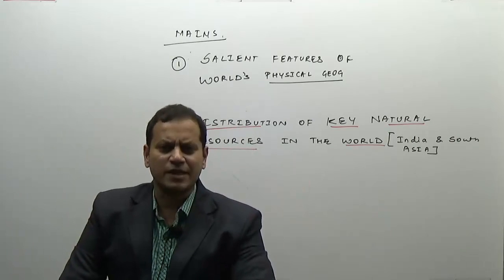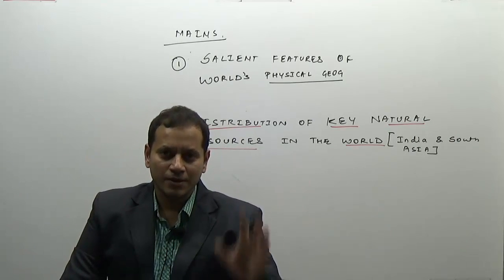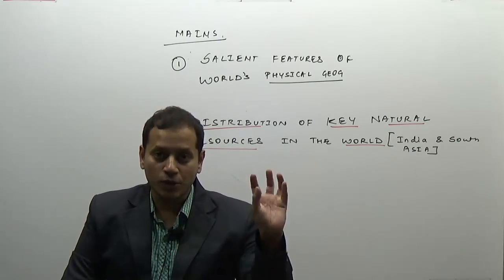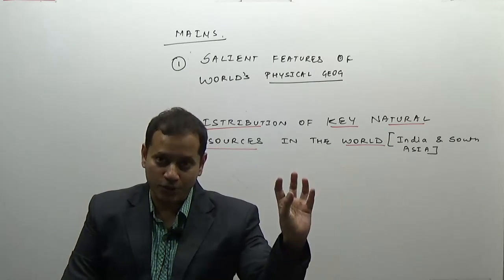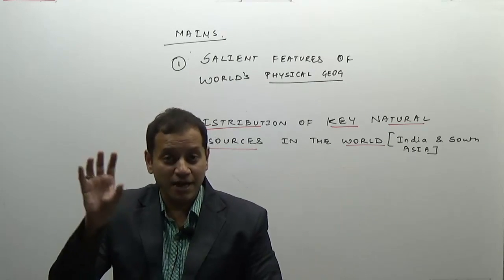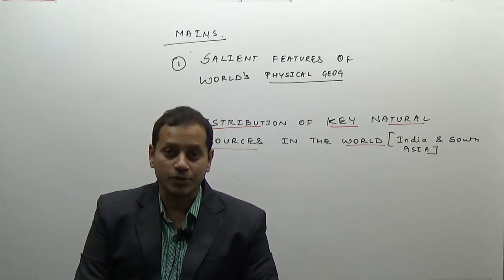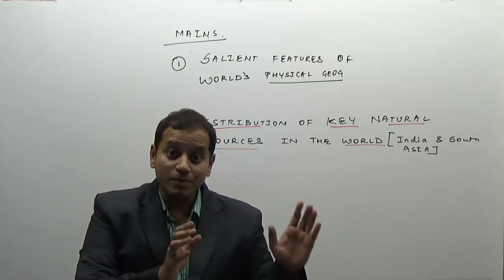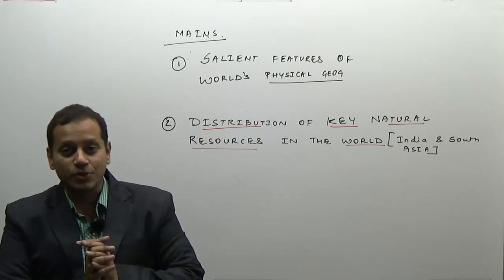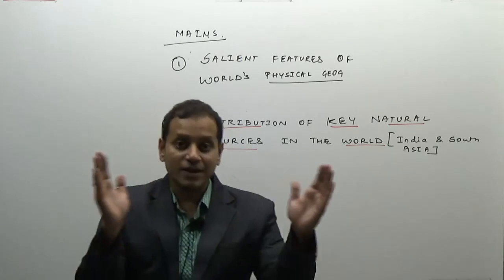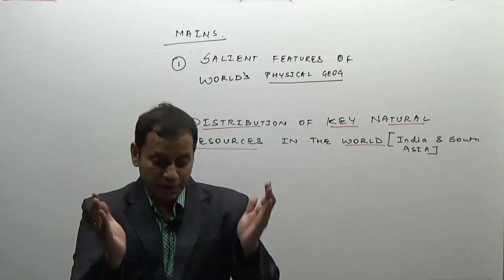So what are some examples of natural resources? Resource required for energy, coal. Coal is one of the important natural resources. For the iron and steel industry, iron is one of the important natural resources. Water is one of the important natural resources. So we study the distribution of these natural resources across the world.